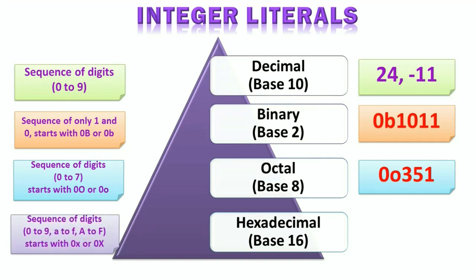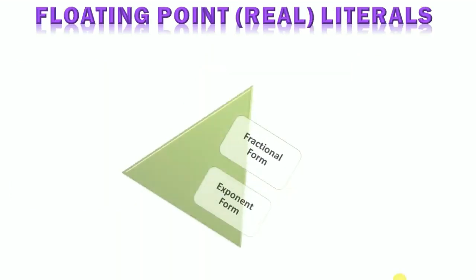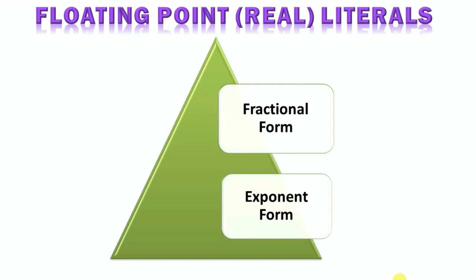Then next we have hexadecimal values. It has 16 digits. The sequence of digits are 0 to 9, small a to f or capital A to F, and it starts with 0 small x or 0 capital X. Like the example here, 0x3ae. Next in Python we have floating point literals.